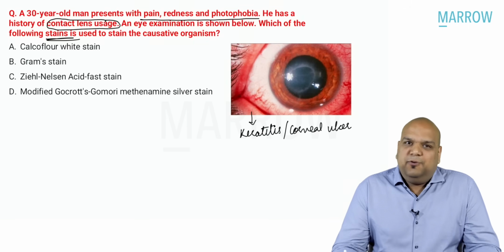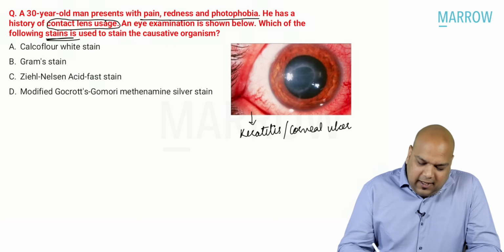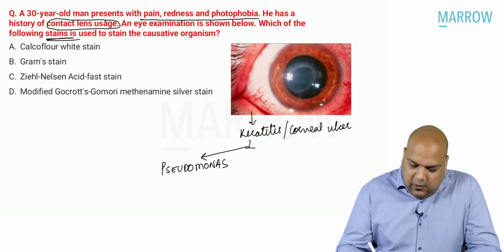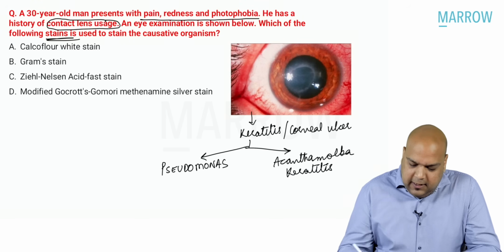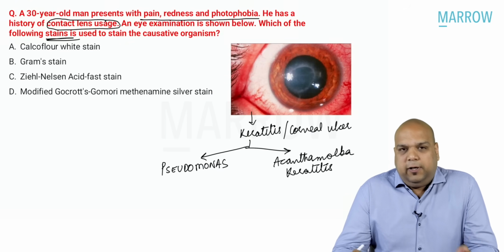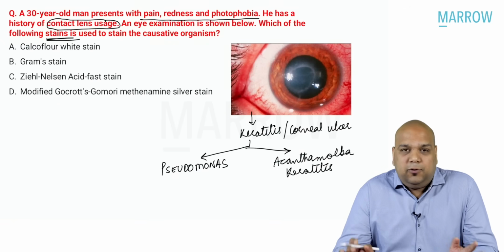Now, this is where the confusion can also come. Contact lens usage, we know, can cause corneal ulcer by either Pseudomonas, or it may also be a case of Acanthamoeba keratitis, right? So if we just see the question, there are 2 answers. But if we see the photograph, in the photograph, what can you see? A very simple and easy photograph.